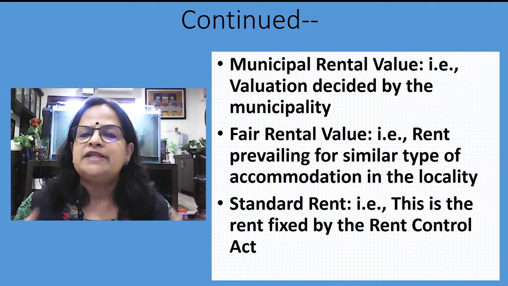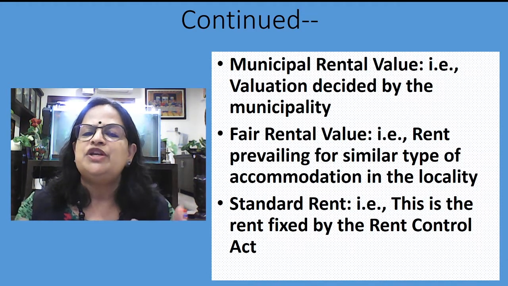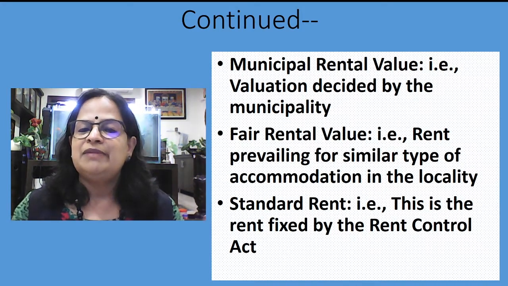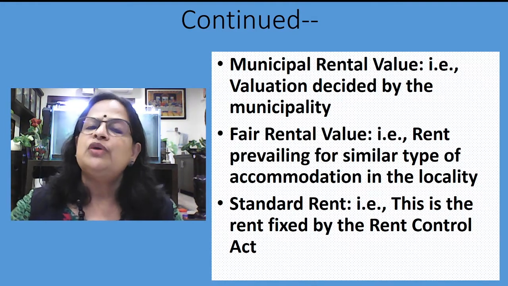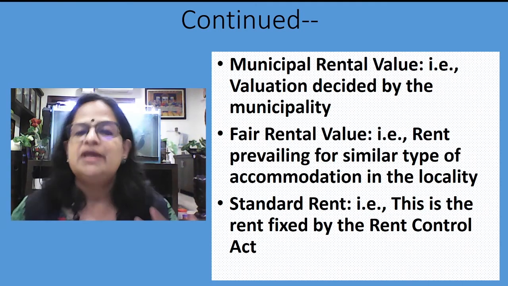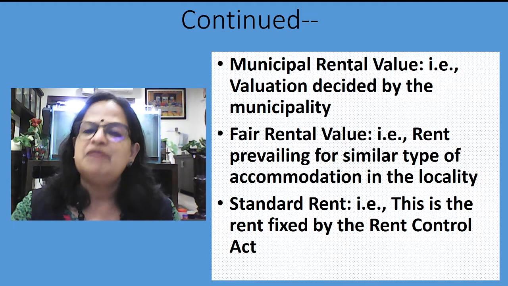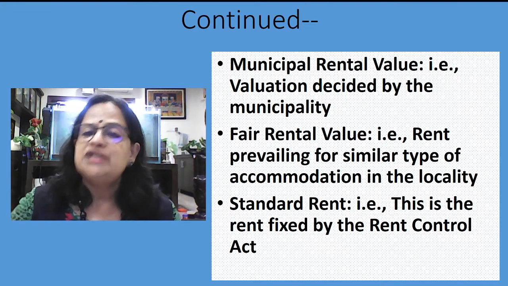Now fair rental value, that is the rent prevailing for similar type of accommodation in the locality. You cannot go to the income tax department and claim that, see, your similar apartment is going for a rent of 30,000, but you have given it to your tenant at 10,000. They will not believe that. If similar accommodation is getting 30,000, the income tax department will assume that your accommodation also can be given for 30,000. So that is the similar rent your building can fetch by giving it on rent.